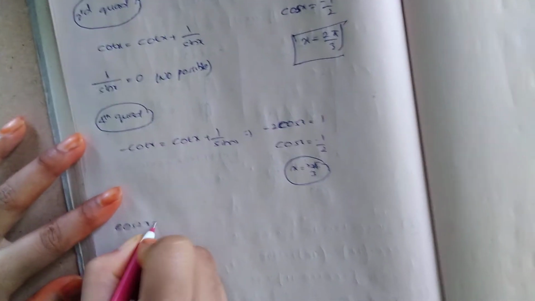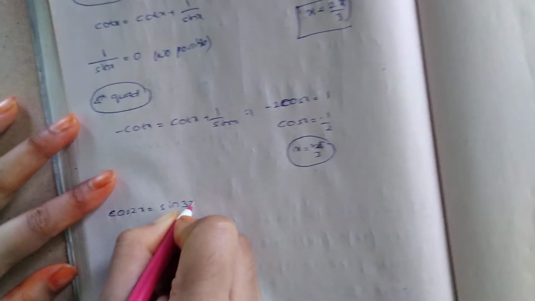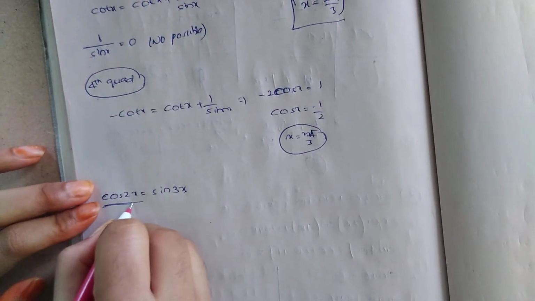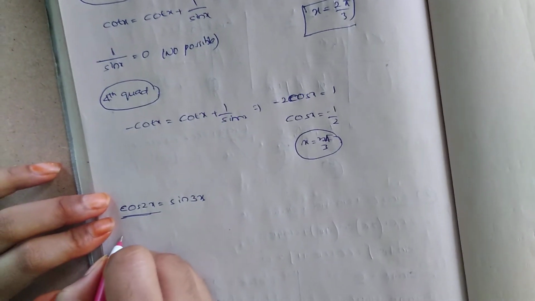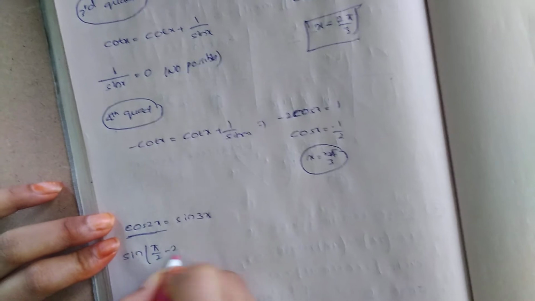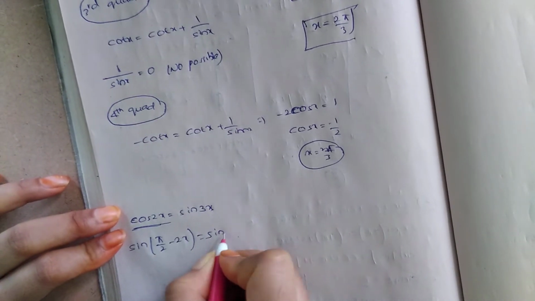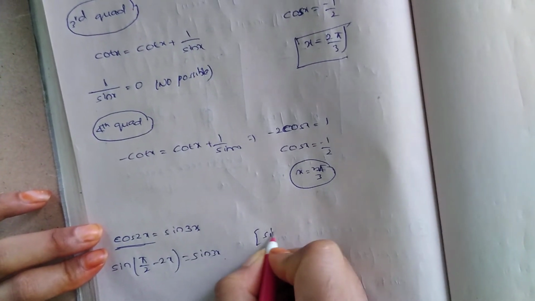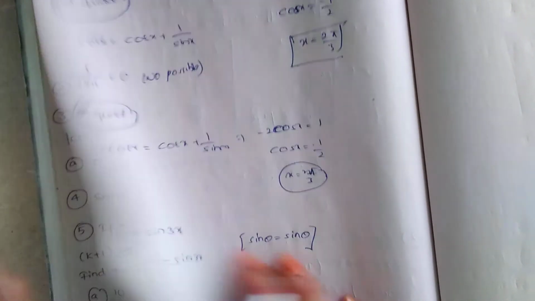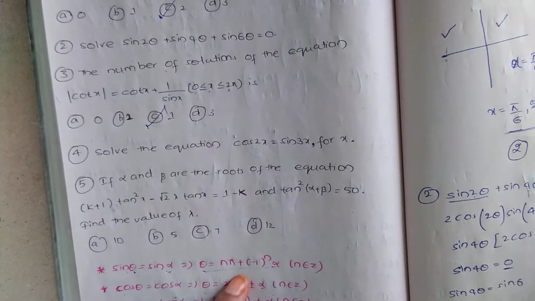Cos 2x is equal to sin 3x. Let's see. Can we write this in terms of sine? Yes, we can. We can write it as sine of pi by 2 minus 2x is equal to sin 3x. Now it is in the form sin theta is equal to sin alpha, so we can apply this formula.